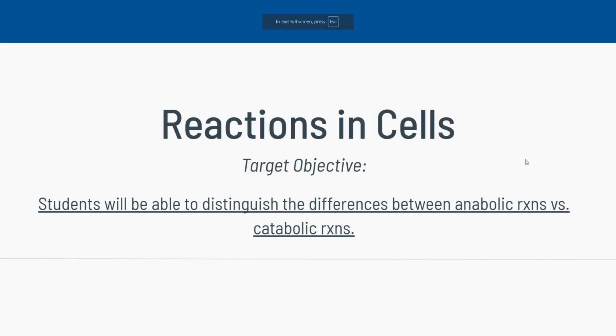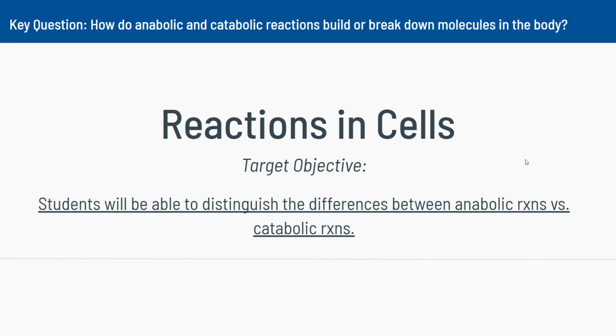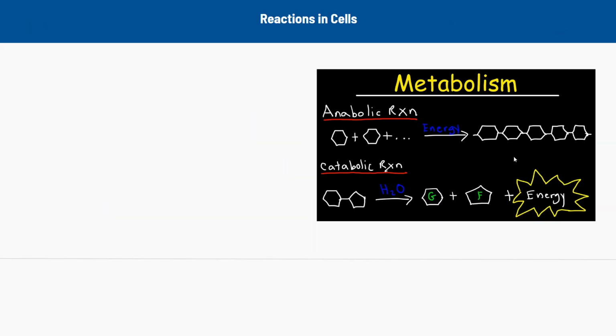All right, students, so this lesson is reactions in cells. It's going to go over the reactions in cells. Target objective: students will be able to distinguish the differences between anabolic reactions versus catabolic reactions. Your key question for this lesson is how do anabolic and catabolic reactions build or break down molecules in the body? So let's look into that.